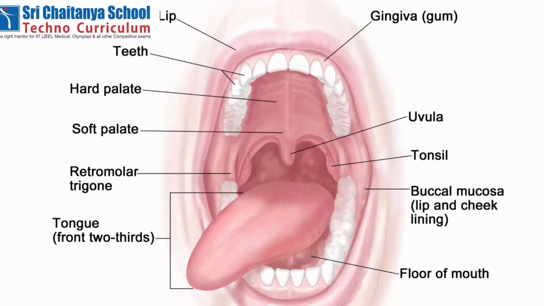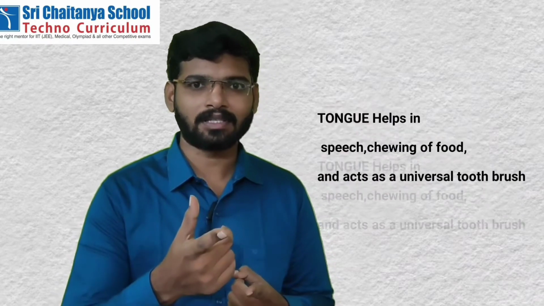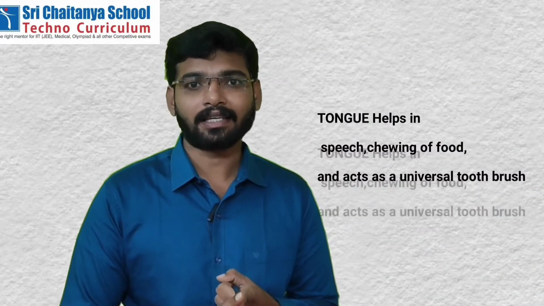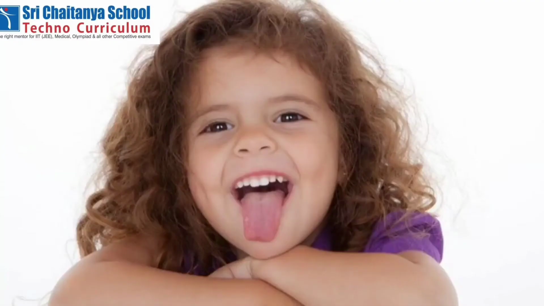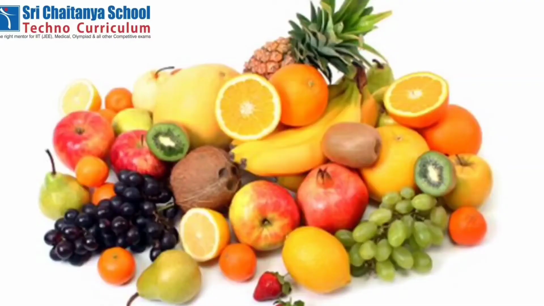Our tongue helps to chew the food properly and also helps to swallow it. And next, it also helps to speak and it acts like a natural toothbrush to clean your teeth. As we discussed, the tongue helps to recognize the taste of the food. Okay, let us see what is the mechanism involved in recognizing the taste by our tongue.